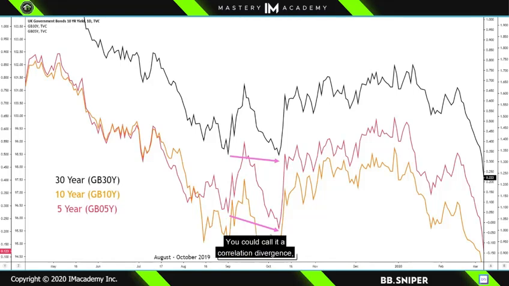You could call it a correlation divergence. You could call it a yield divergence. That's what I personally call it, because it's just a divergence between the yields, right? And so you can see the response that the yields had once that divergence occurred. Once you see that opportunity, that's when you go into GBP and look to take a trade, something of that nature. So that's what we're going to take a look at next.